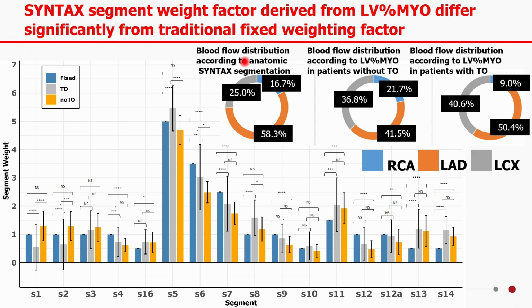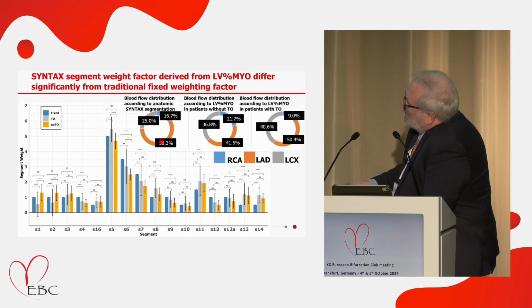So these rings show the blood flow distribution according to anatomic SYNTAX segmentation: 58.3% for the LAD, 25% for the circumflex, 16% for the right. The blood flow distribution according to the LV% myo in patients without total occlusion: 41.5 for the LAD, 36.8 for the circumflex, 21.7 for the right coronary artery.